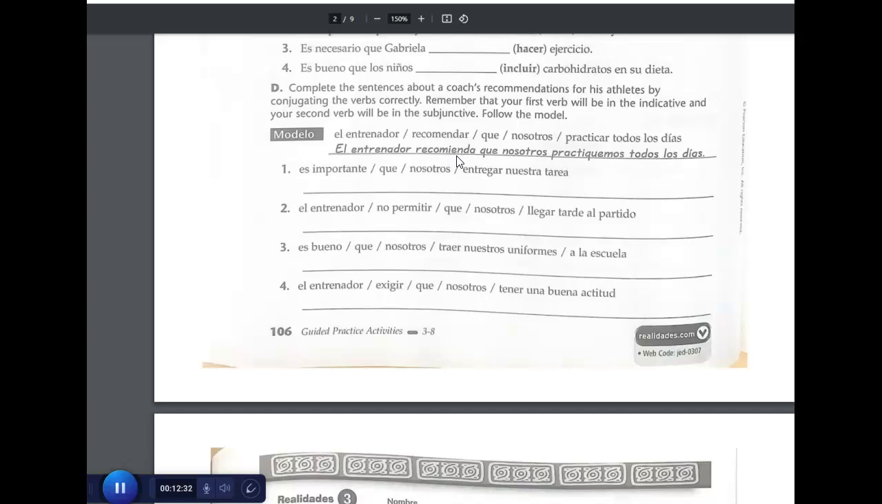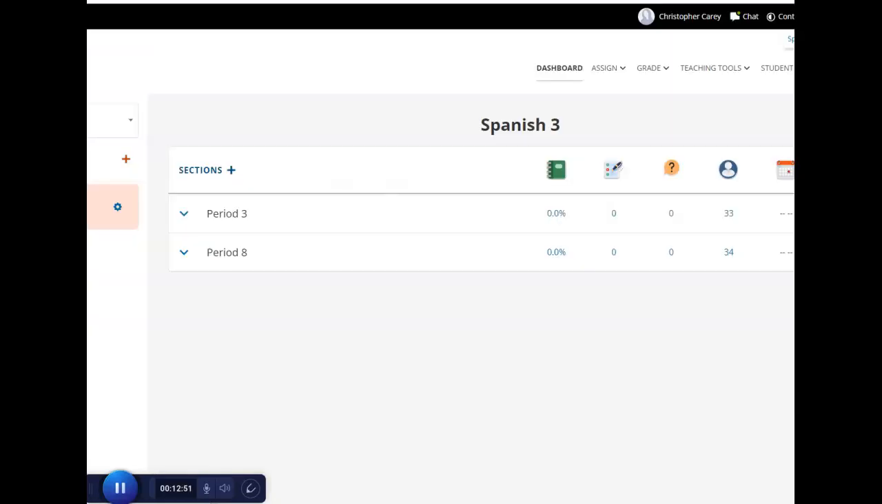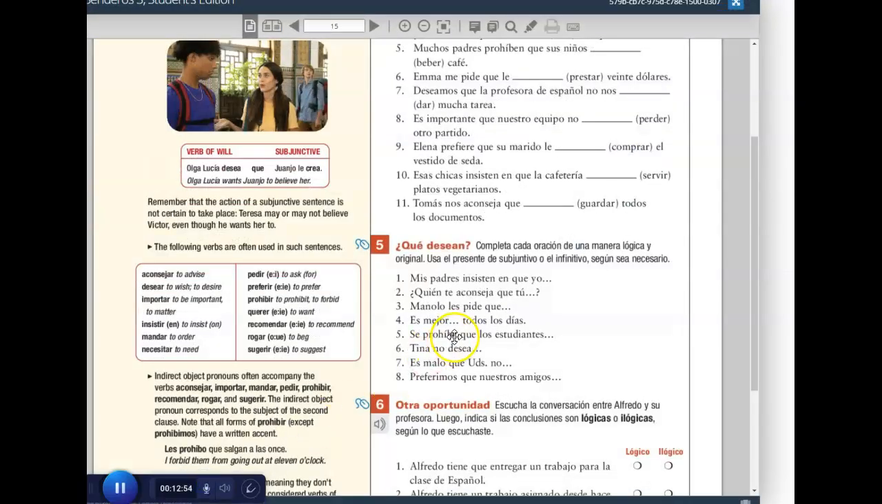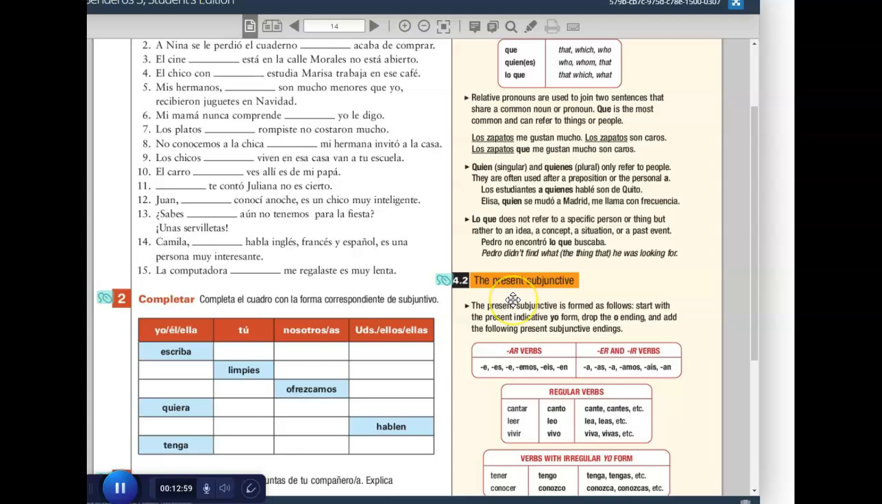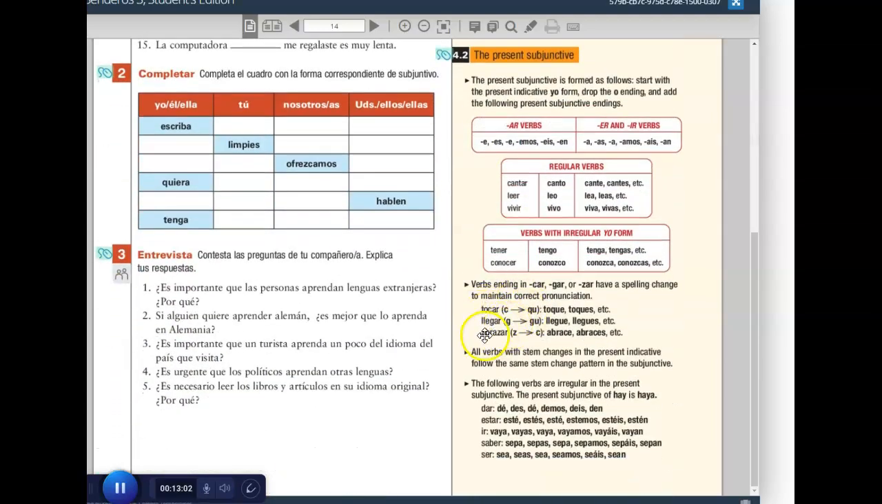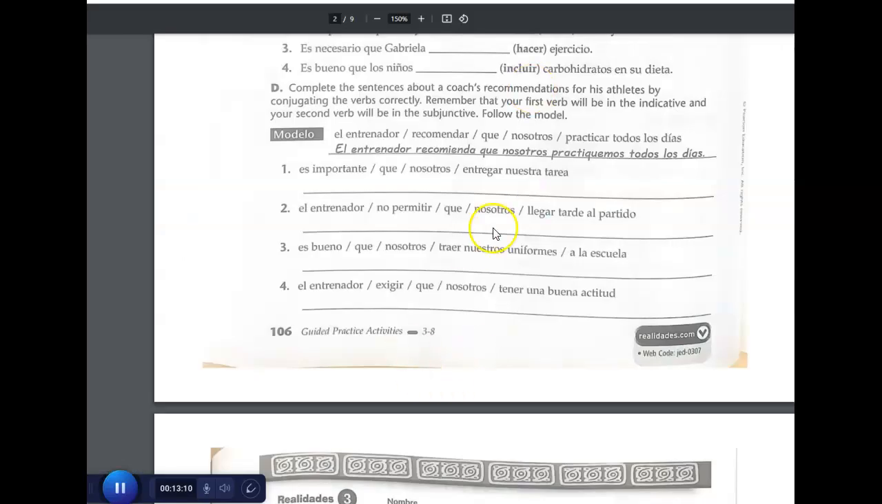And by the way, recomendar is one of those stem changers in the present indicative and in the present subjunctive. So, number 1, es importante que nosotros entreguemos. Entreguemos is going to be GU. And you're like, what? Carrie, there's so much to remember. I don't know if I can remember everything. It's all good. Not looking for perfection, looking for perfect effort. Don't expect you to get it all perfect. But entregar is a gar verb, right? That's why we have that G to GU spelling change. Entreguemos.